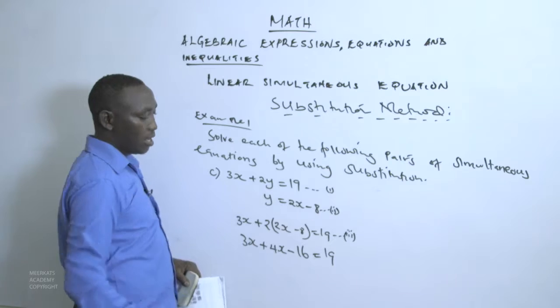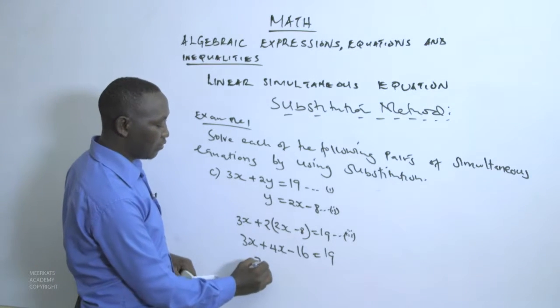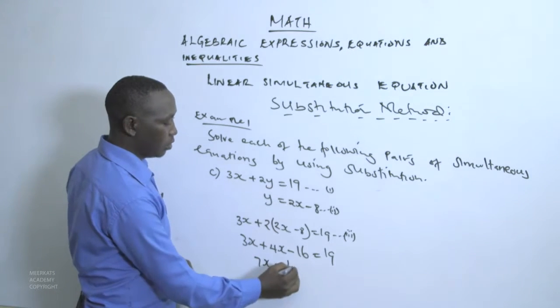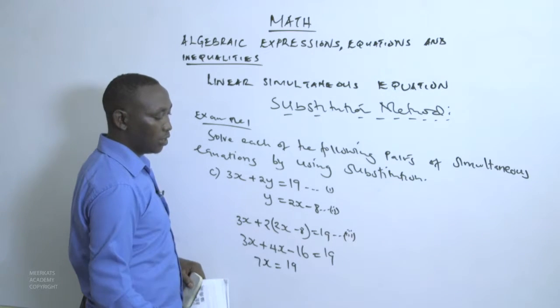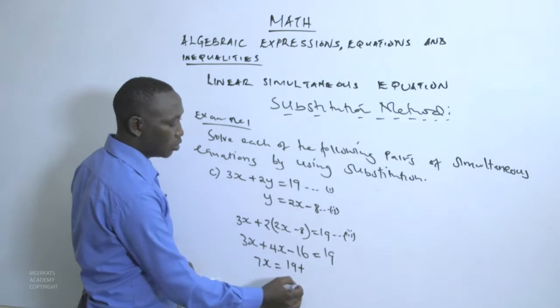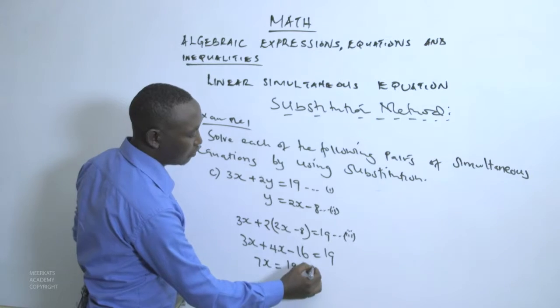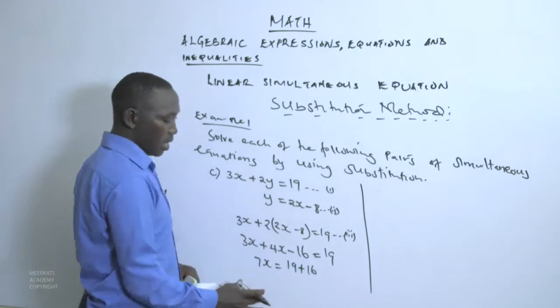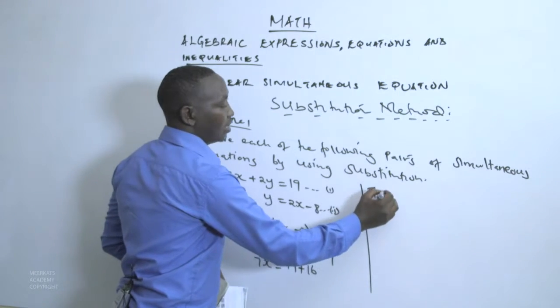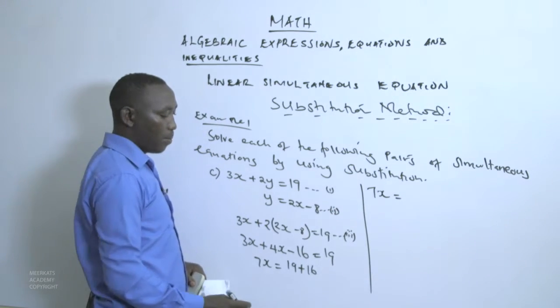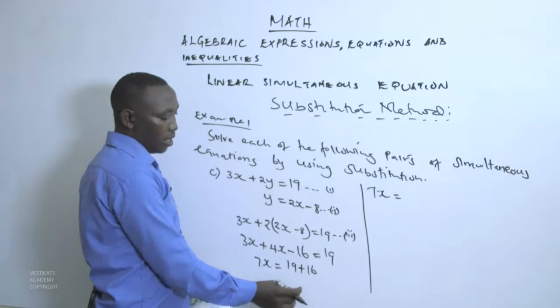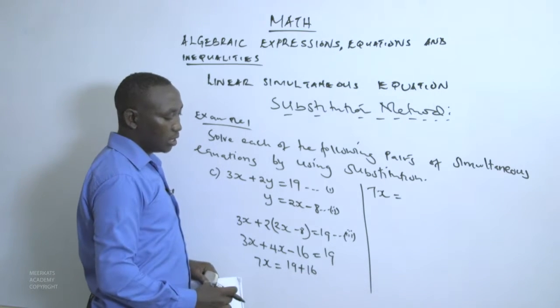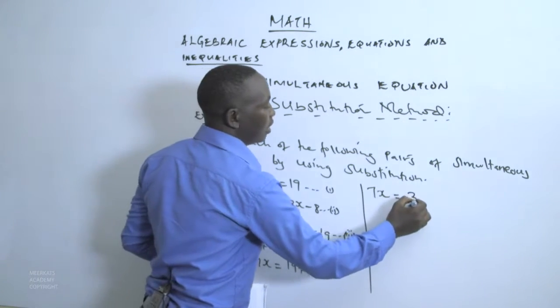Now 3x and 4x will give us 7x is equals to 19. We take 16 to the other side, it will change the sign to be positive, so we shall have positive 16. This will give us 7x is equals to, when you take 19, you add it to 16, you will get 35.